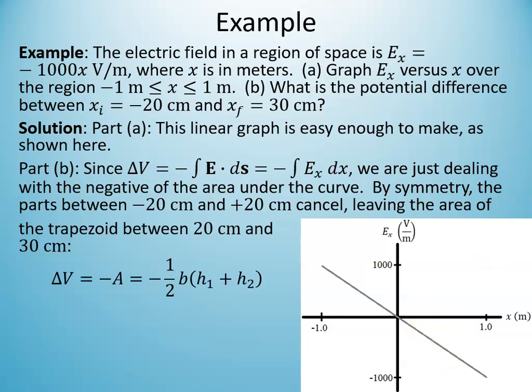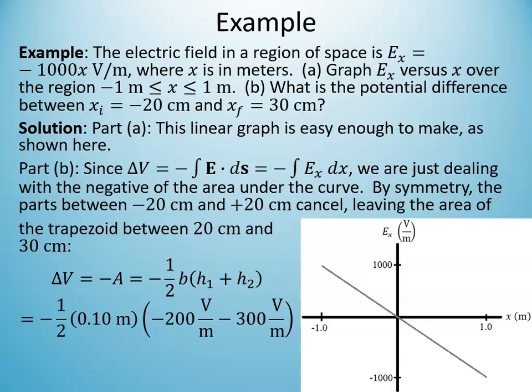Well, I know the area of a trapezoid. A trapezoid is just a rectangle with one or two corners shaved off and moved somewhere else. So that means that we have the base times the average height, and since this height varies linearly, the average height is just the initial height and the final height added together and divided by 2. So base times average height. And don't forget that I need to put a negative sign in front of this because the potential difference is the negative of this area.